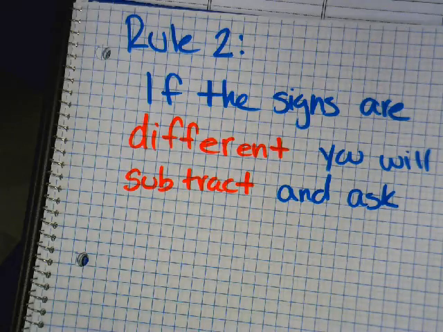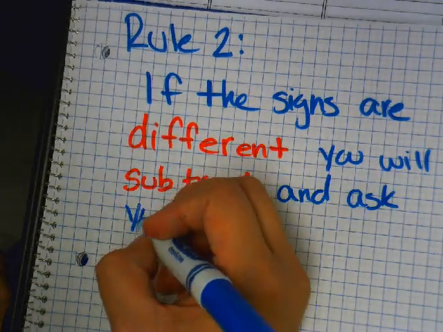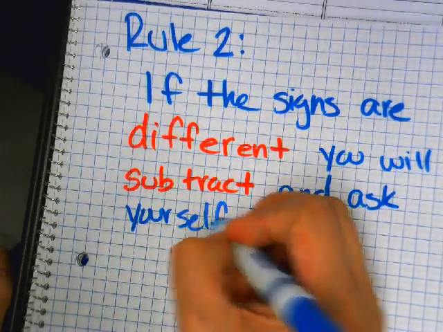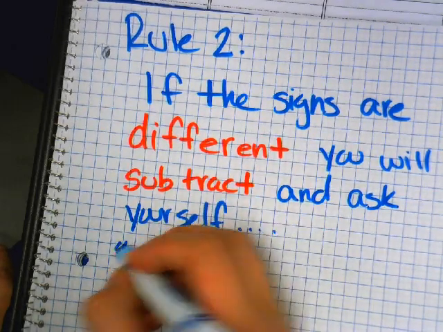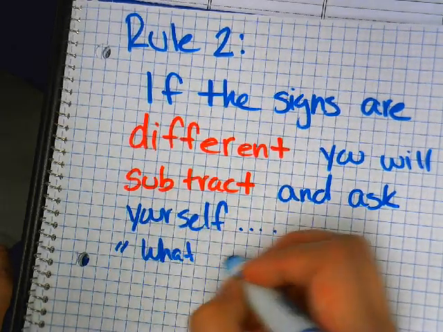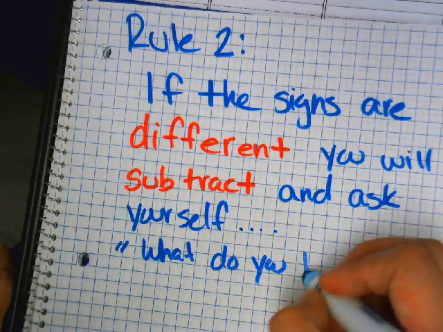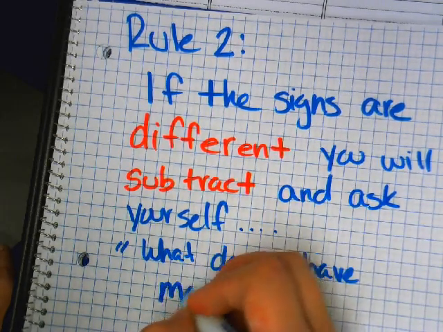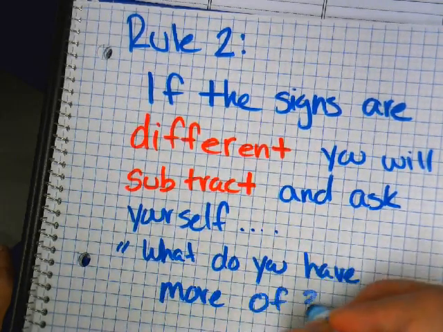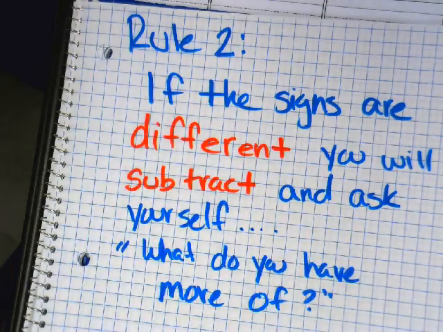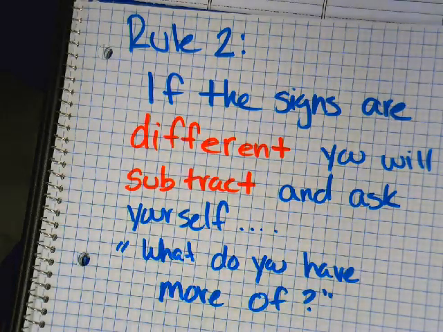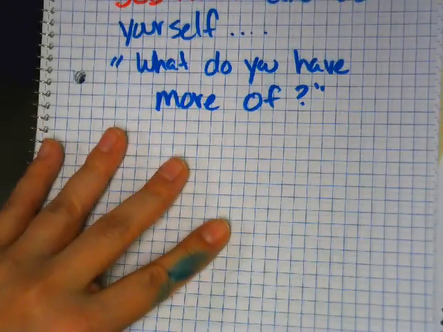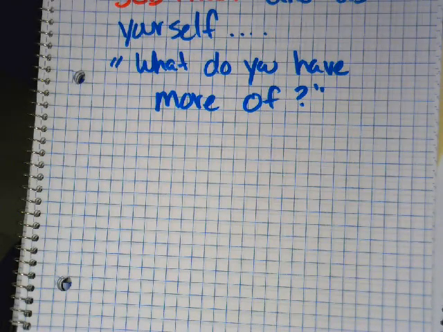All right, and ask yourself, write this down. You're going to ask yourself this question: what do you have more of? Do you have more negatives or do you have more positives? Never say it's bigger, because technically, mathematically, it's not bigger. It's what you have more of.